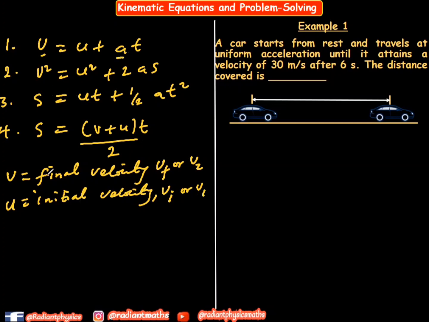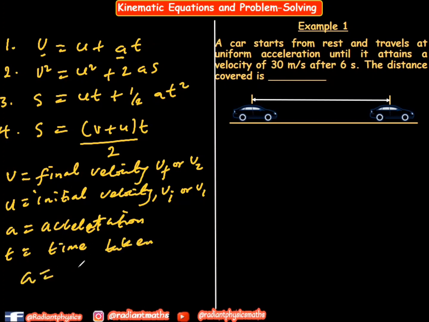And then we have A. A here stands for acceleration, which is change in velocity per unit time. And then we have T, which is the time taken to complete the motion. So acceleration can also be change in velocity divided by time. Now, how do we use these equations to solve some problems?